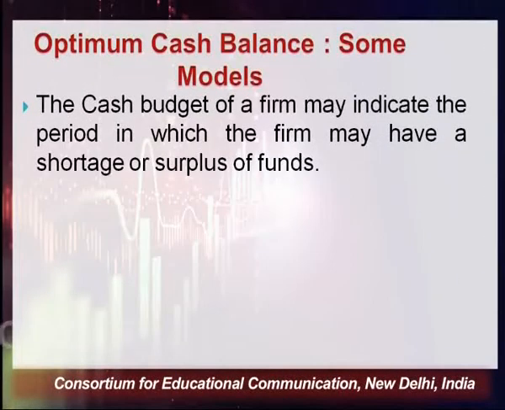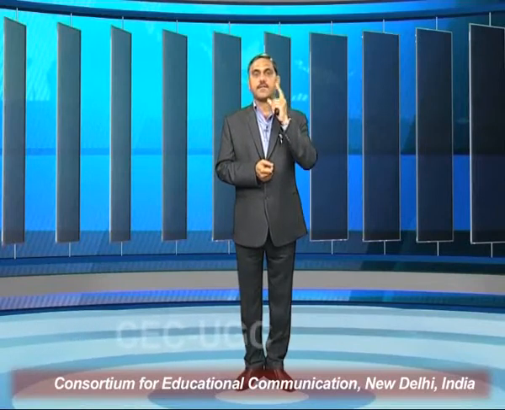The cash budget of a firm may indicate the period in which the firm may have a shortage or surplus of funds. So the cash budget gives you an idea of at which point in time you'll have either a shortage or a surplus of funds. It gives you the idea about cash planning, or the anticipated cash. In case of an expected shortage of funds, the firm may think of ways and means to overcome it.